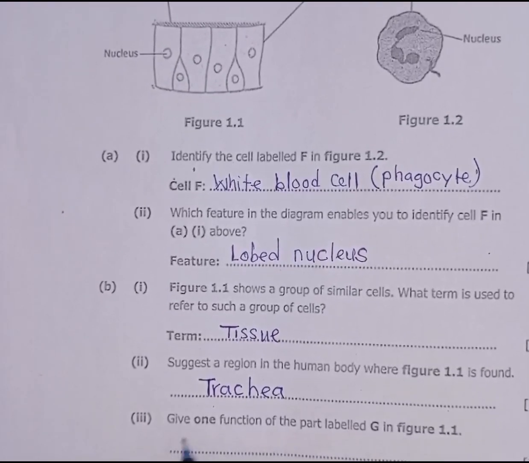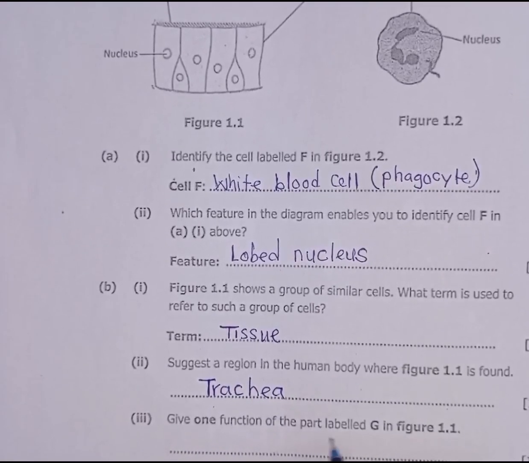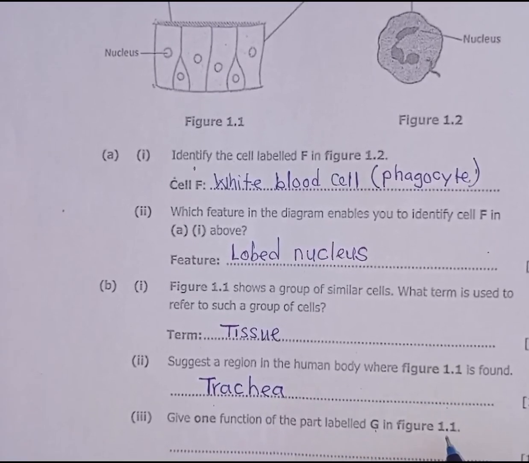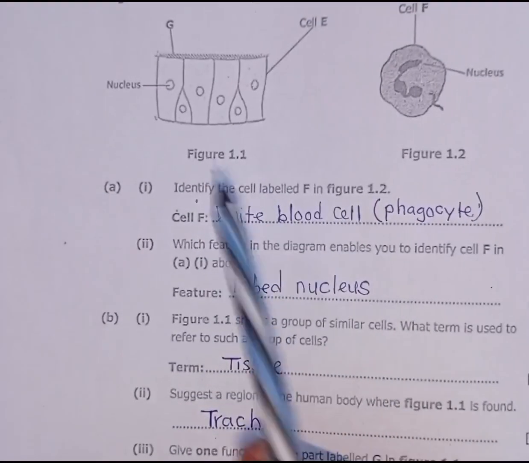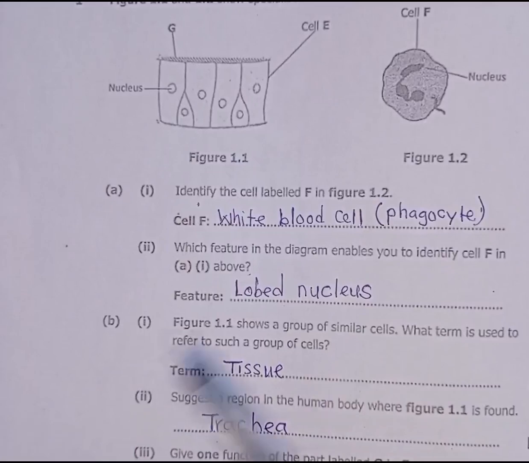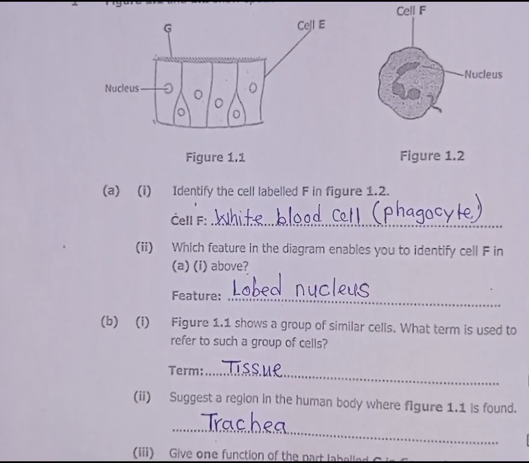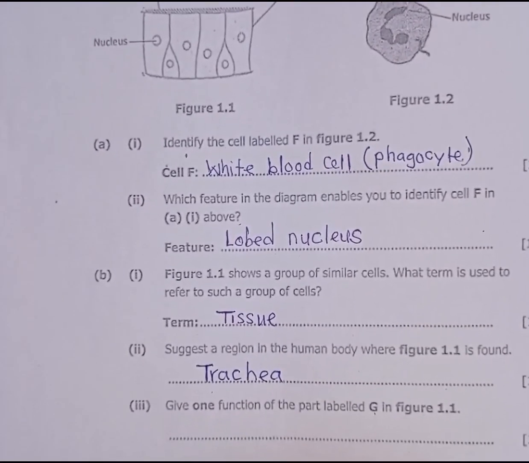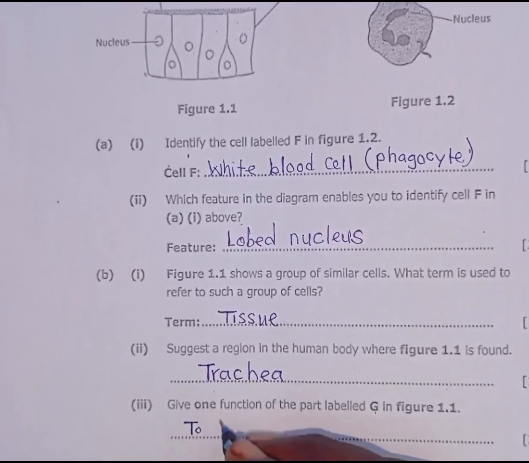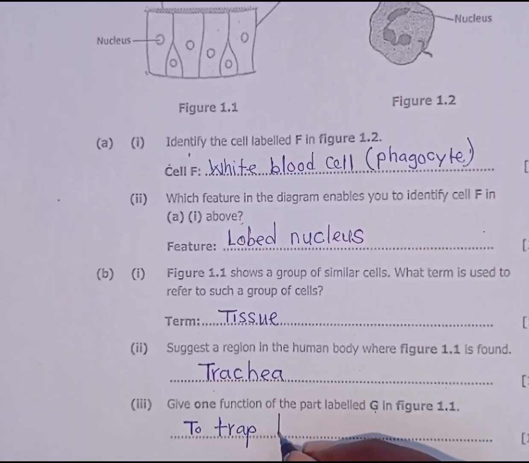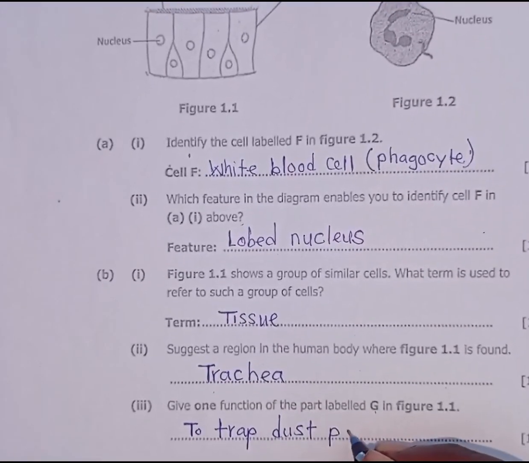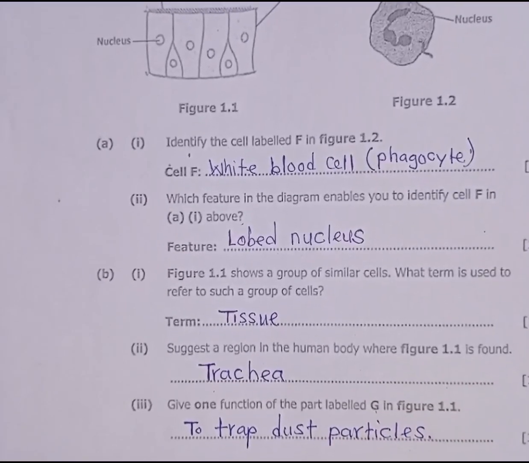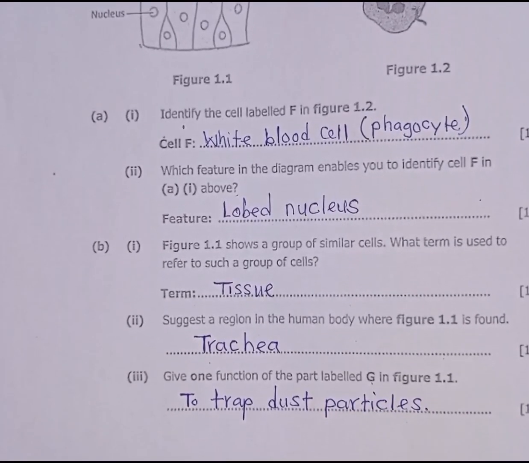Then the last question here is telling us to give one function of the part labeled G in figure 1.1. This one is called cilia. So what is the function of cilia? The function of the part labeled G is to trap dust particles. We can just say the function of that part is to do what? Is to trap. So I'm going to say the function is to trap dust particles. So this is what we are supposed to know. I guess I'm able to help you revise through. So we are still answering these questions.